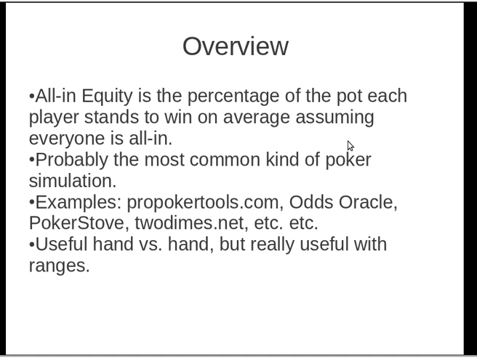This is probably the most fundamental metric people use to evaluate their position in a hand, so there are a lot of tools out there that'll do this. It's useful for computing hand versus hand equities. You know, I've got two black aces and he has jack ten of diamonds, but it really shows its usefulness when we're talking about hands versus ranges. So, I've got a pair of aces and he's got any one of a number of hands.